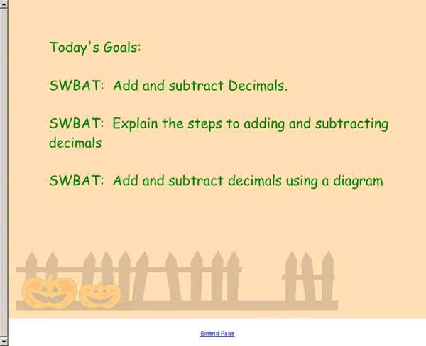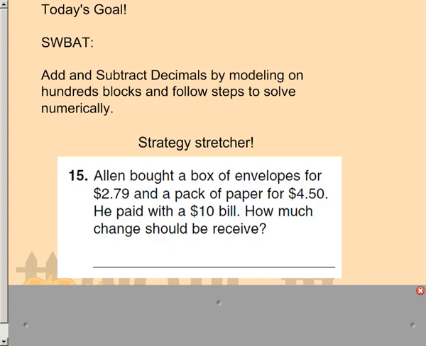Welcome to lesson 3-3. Now we get to learn how to add and subtract decimals. So here are your goals today. Students will be able to add and subtract decimals. Students will be able to explain the steps to adding and subtracting decimals. And students will be able to add and subtract decimals using a diagram.